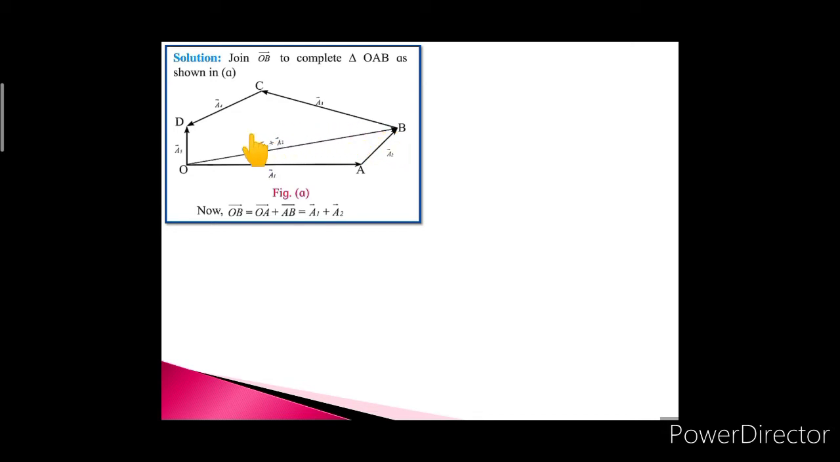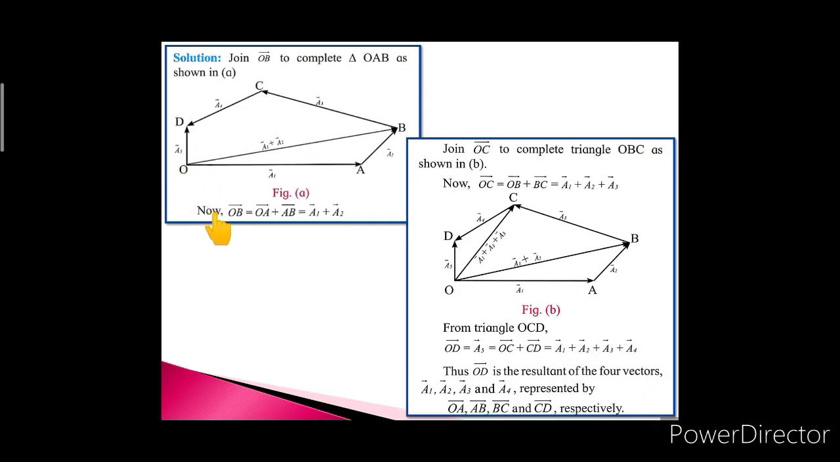Next, we again join point O to C. So it becomes the vector OC to complete the triangle OBC. First we completed the triangle OAB by joining the point O to B. Now we join the points O and C. So over here we are completing the triangle OBC.